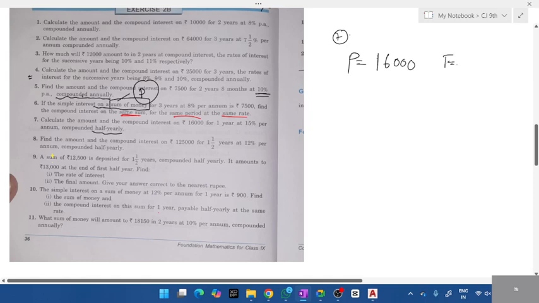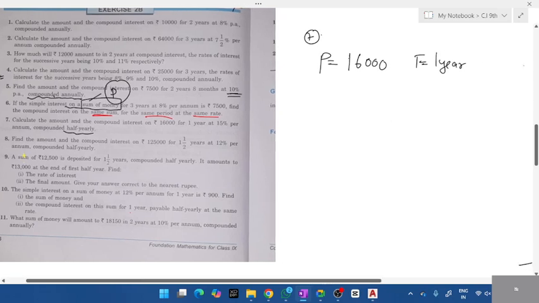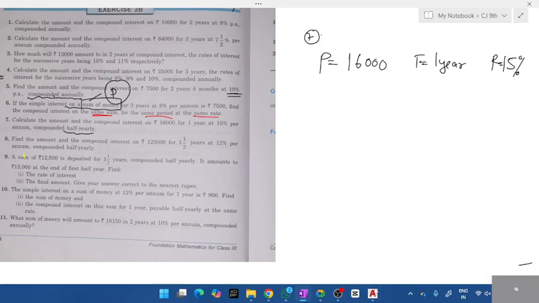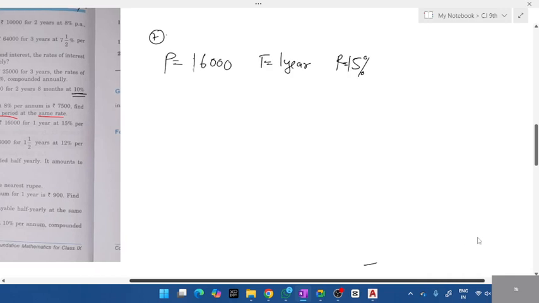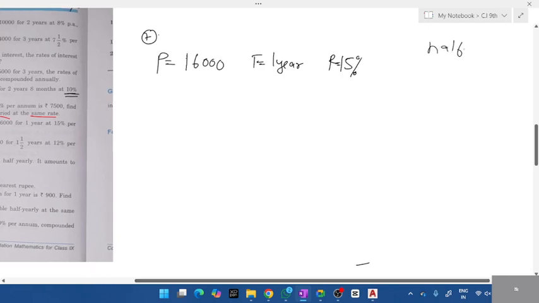16,000. Time? What is the time? 1 year and rate 15%. Rate is 15. Now, is it a full year or half year calculation? Half year. Compounded half yearly. For half year, what's the formula, students? T becomes 2 into T, right? How much is 2 into T? 2. Rate? R by 2. 15 by 2. Fine. You have to use the formula method.